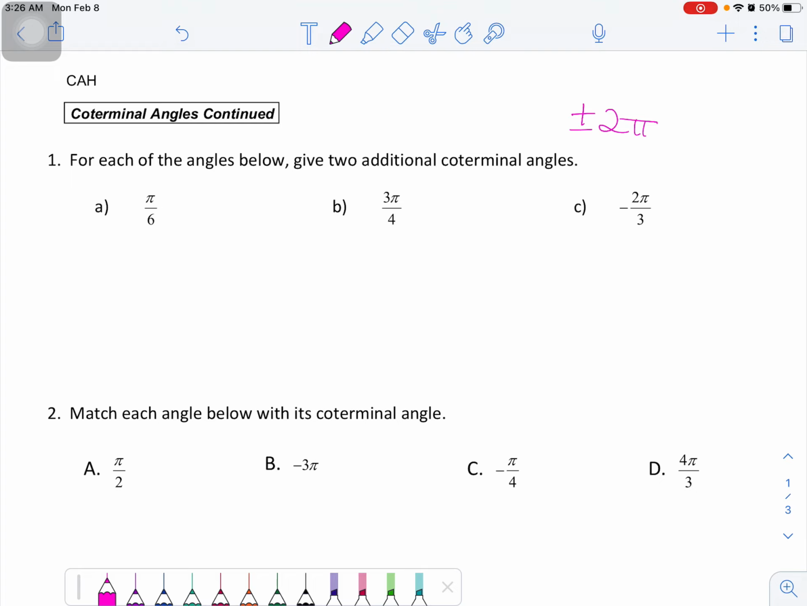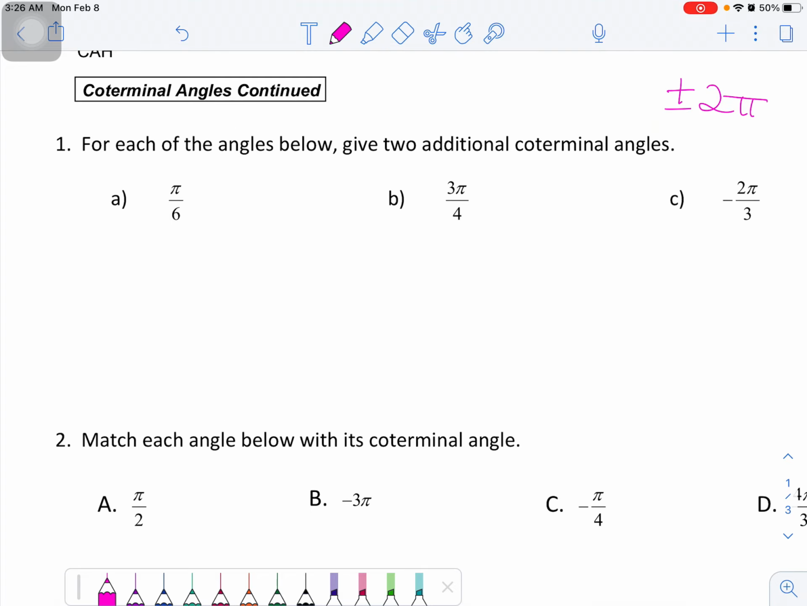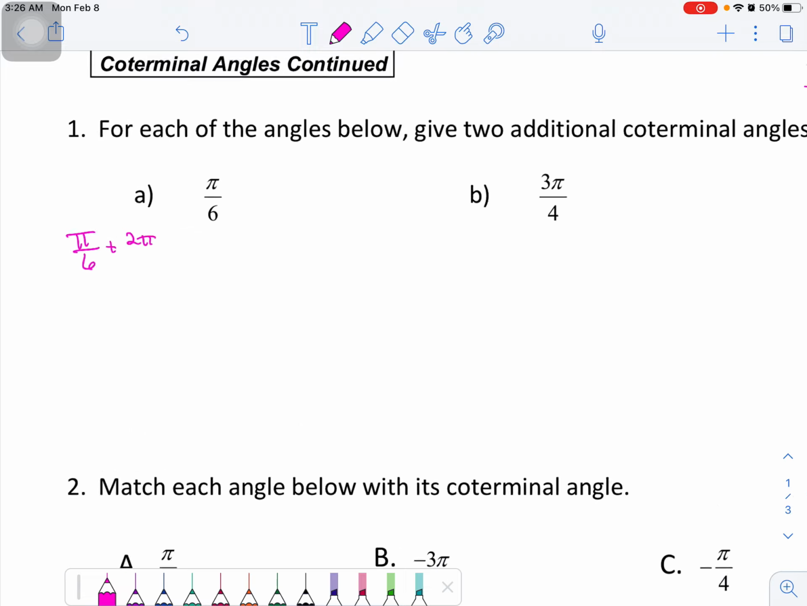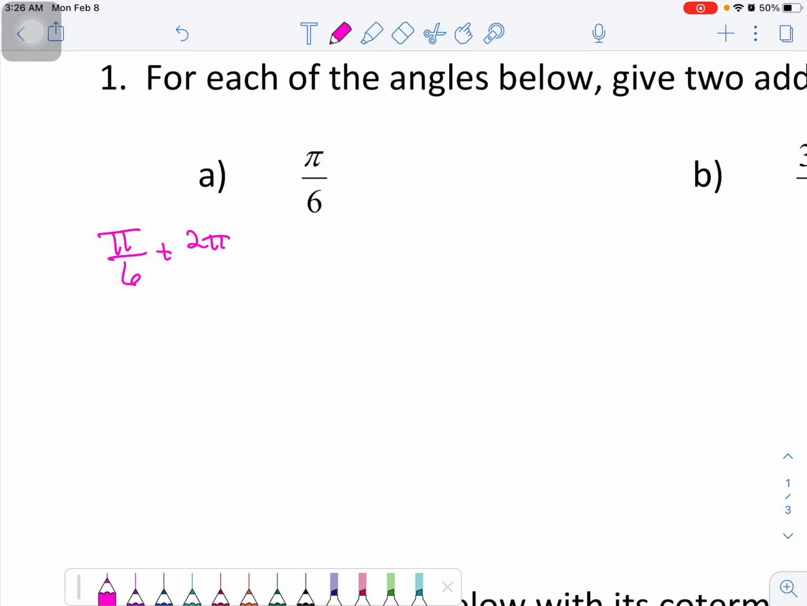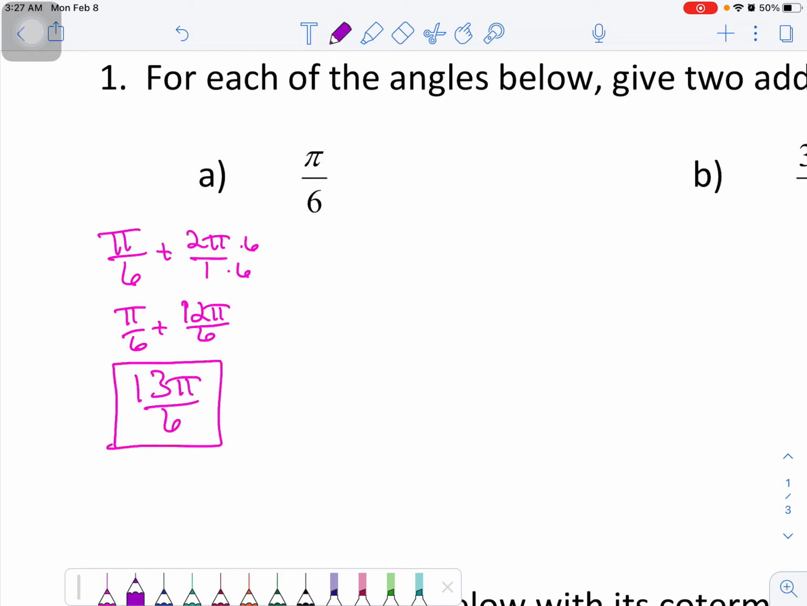So for problem number 1, A, B, and C, we're supposed to find 2 additional coterminal angles. So we've got pi over 6, and let's say I want to add 2 pi. Now, I'm going to zoom in on that. 2 pi is 2 pi over 1. I'm not a big fan of adding or subtracting fractions if they don't have a common denominator, so I want to get a common denominator, so multiply by 6. So this is going to turn into pi over 6 plus 12 pi over 6. So 13 pi over 6 is coterminal to pi over 6.